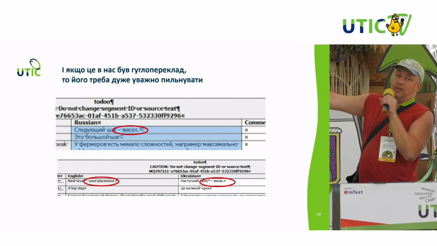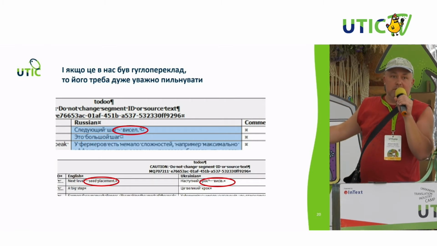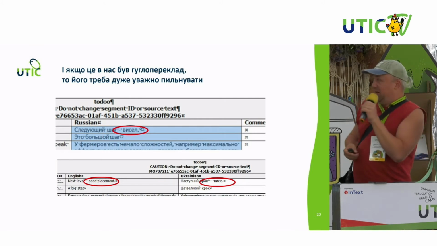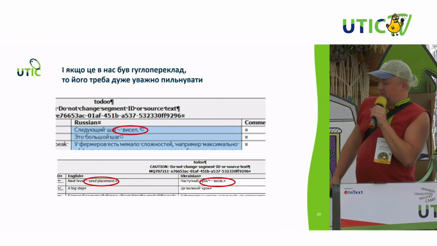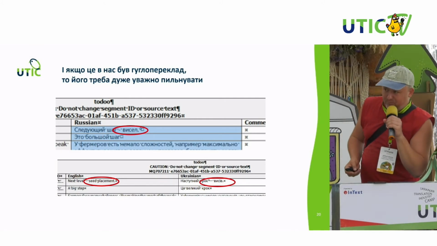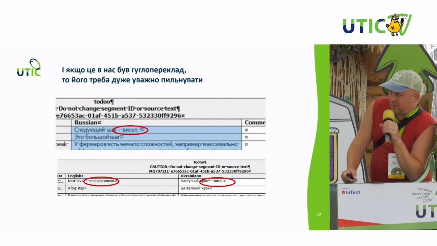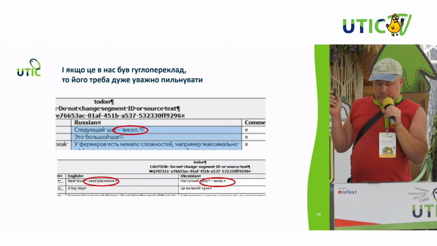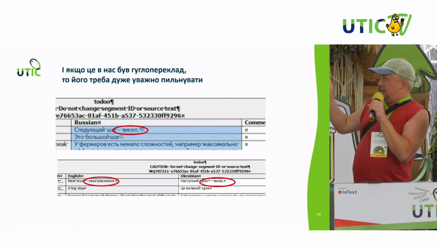For example, seat placement is similar, but in Russian and Ukrainian it's different. In Russian, it's an absolutely incorrect translation due to Google's knowledge of this word. So you should check all the details and correct such silly mistakes.